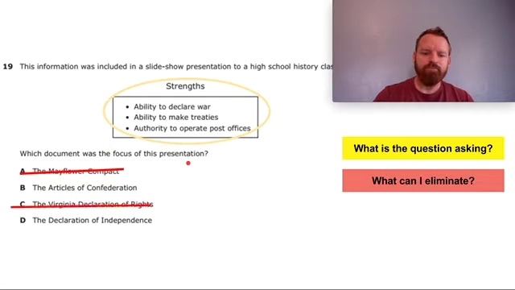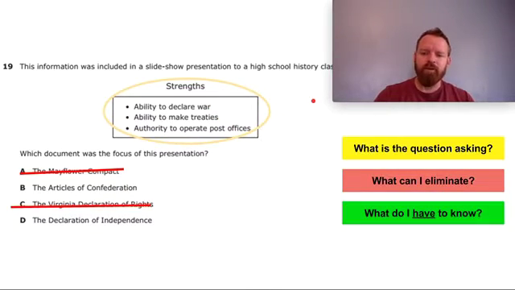And then next, the Virginia Declaration of Rights. If we're declaring the rights of the people, like the right of free speech, for example, well, our rights don't usually make up post offices and treaties and war, right? So that one doesn't make sense either. So what do we need to know?